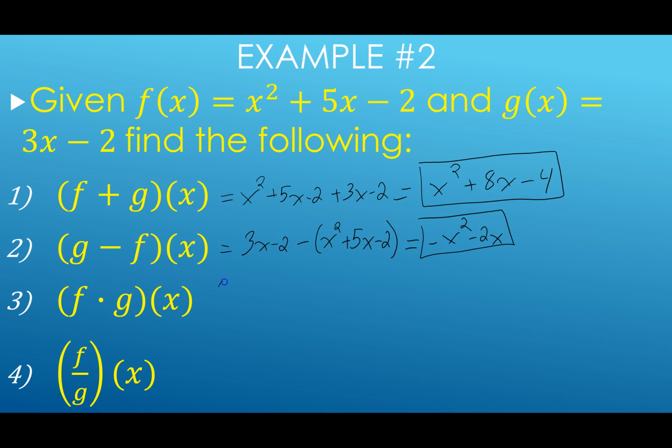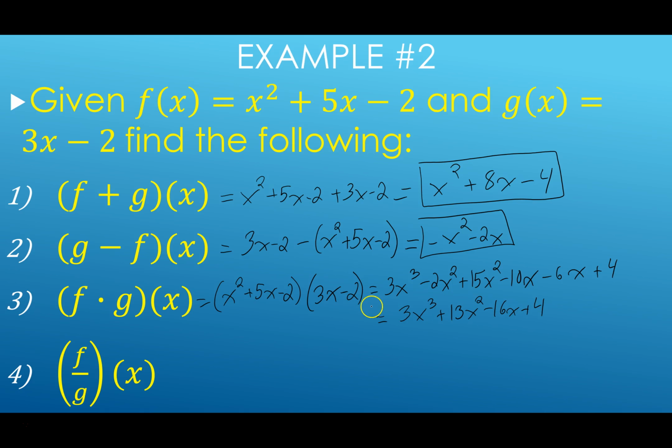F times g, again, we're going to FOIL that out. So it'll be x squared plus 5x minus 2, and then times 3x minus 2. So when that FOILs, we'll get 3x cubed minus 2x squared plus 15x squared minus 10x minus 6x and plus 4. So combining like terms tells us 3x cubed plus 13x squared minus 16x plus 4. So a little bit of work there, but nothing too crazy.